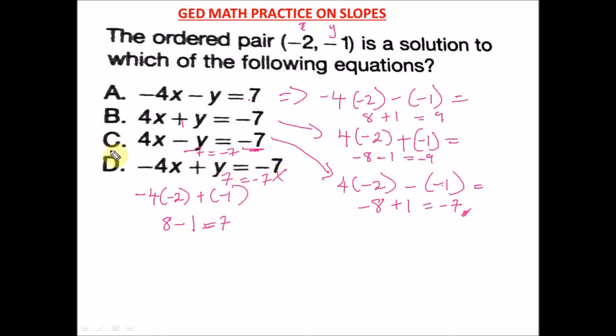So the right option here is option C. This is the solution to this equation. Okay, so our answer here is option C.